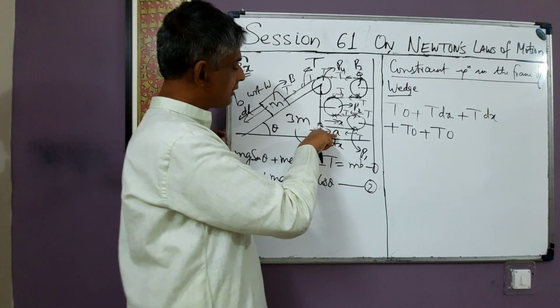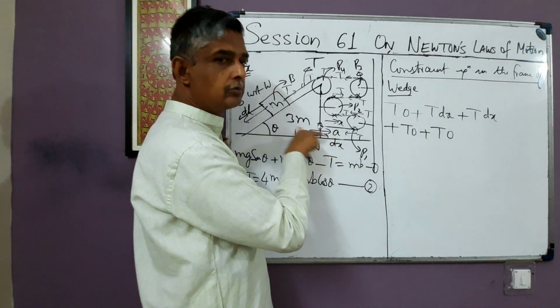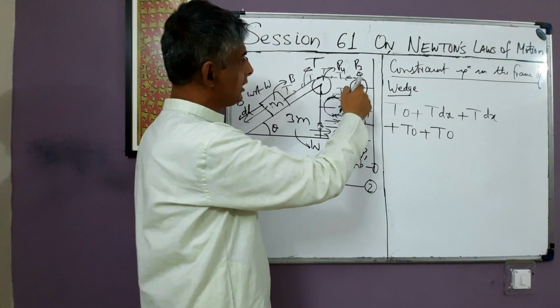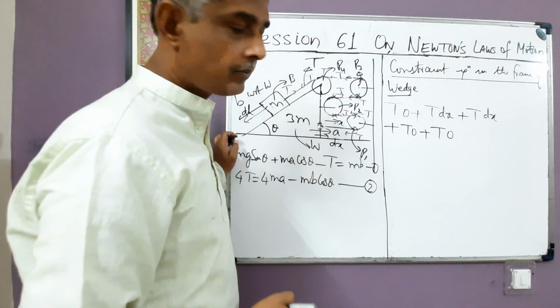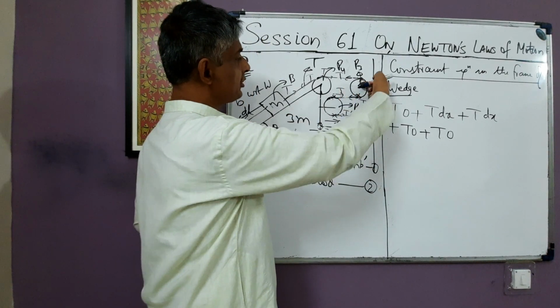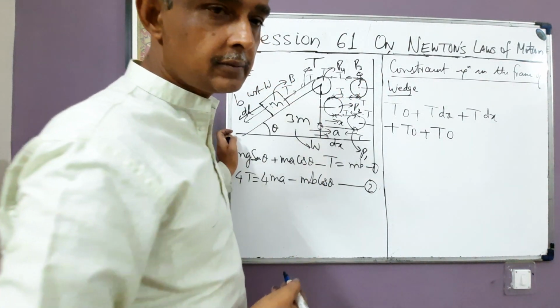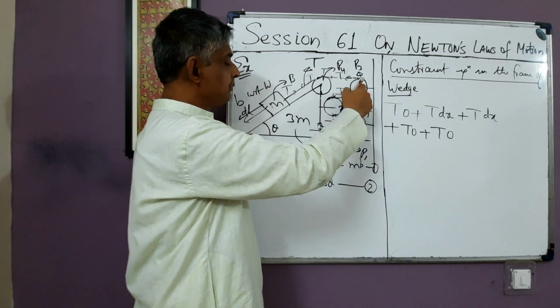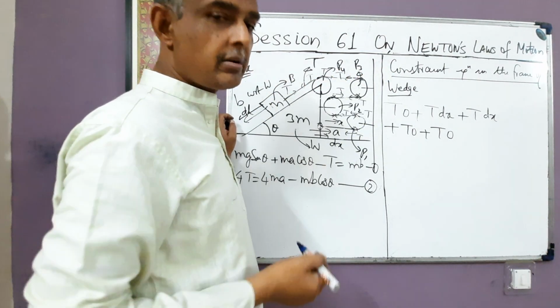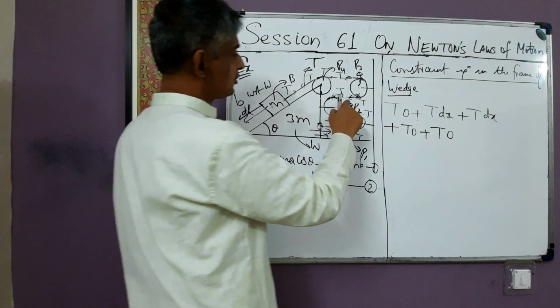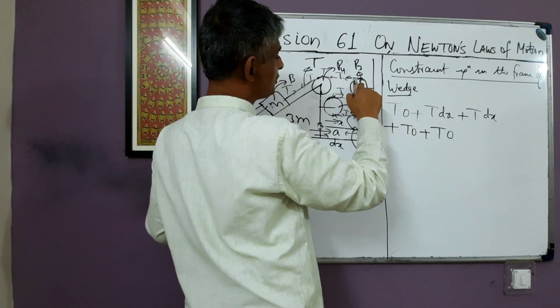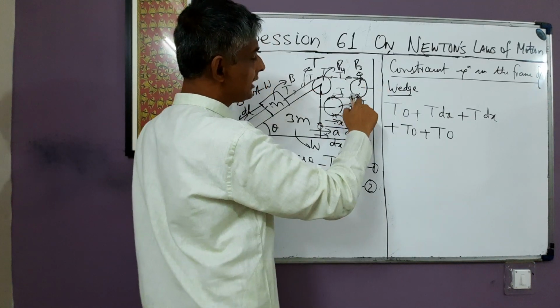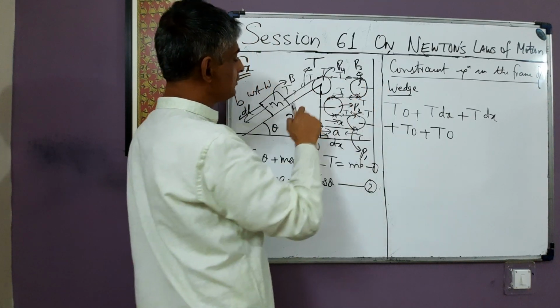The wedge is undergoing a displacement dx with respect to the ground from t to t plus dt, and P4 doesn't move with respect to the ground. So in the frame of the wedge, P3 will appear to move leftward by an amount dx. In the frame of the wedge, the pulley P3 will appear to move leftward by an amount dx. So this string exerts a force T leftward on this pulley at this point, and this point gets displaced by dx leftward with respect to the wedge.